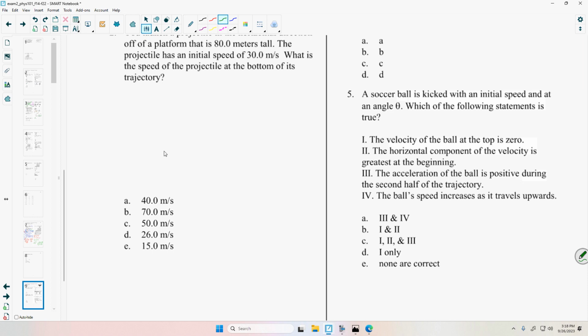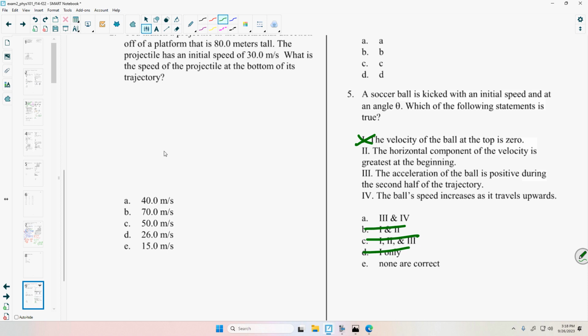Okay, the velocity of the ball at the top is 0. Is that statement true? Well, it's true that the y velocity is 0, but the x velocity is not. The x velocity is constant. So 1 is not true. And then, like I said in class, go through and mark off the ones that you know can't be possible. So it can't be this one, or that one. So it has to be either A or E.